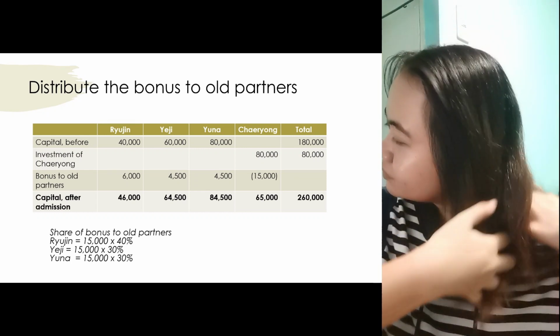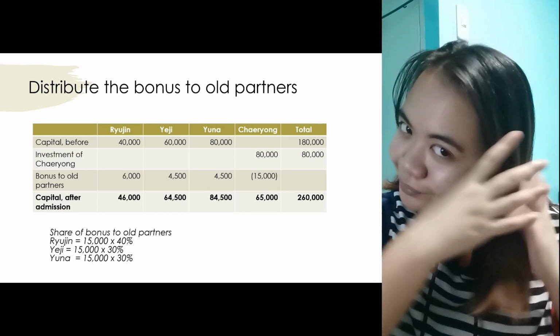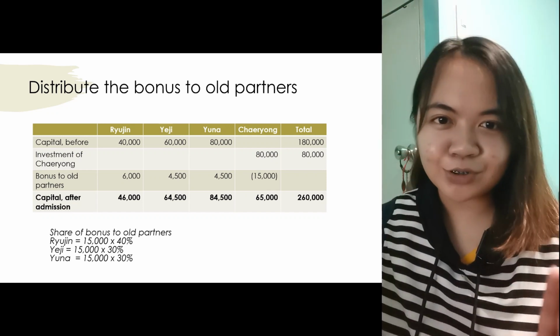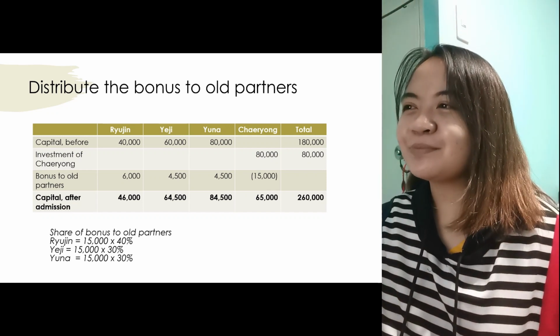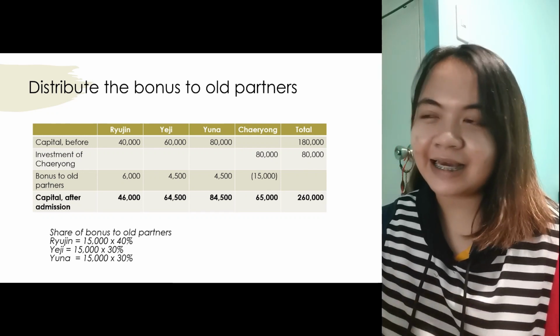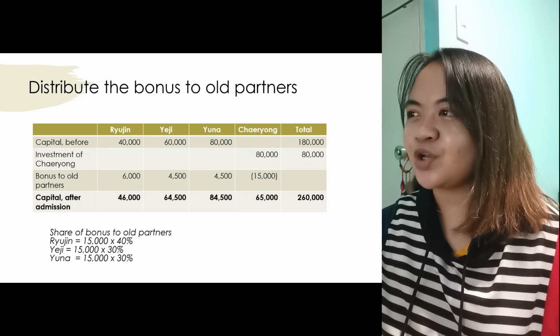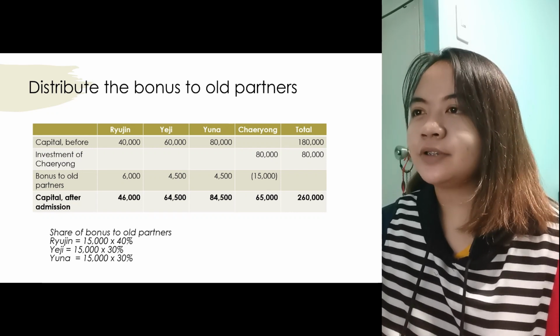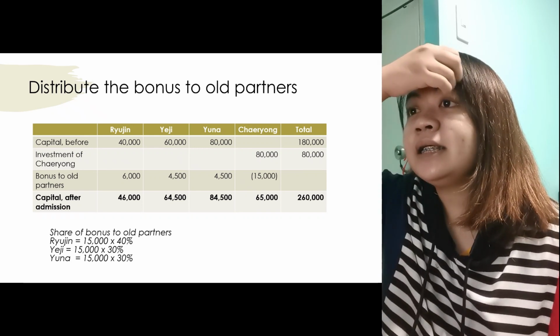Okay, distribute the bonus to all partners. So, we have the partners, Ryujin, Yeji, Yuna, and Cheryong. Capital before admission, you have 40, 60, and 80. So, you have 180,000. Okay?